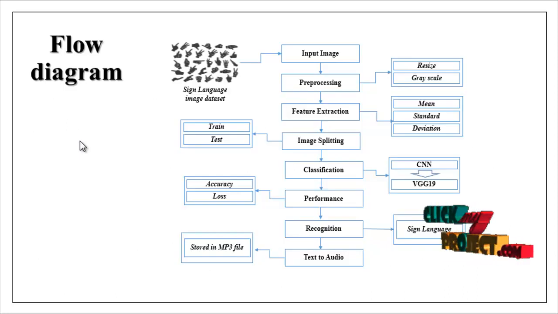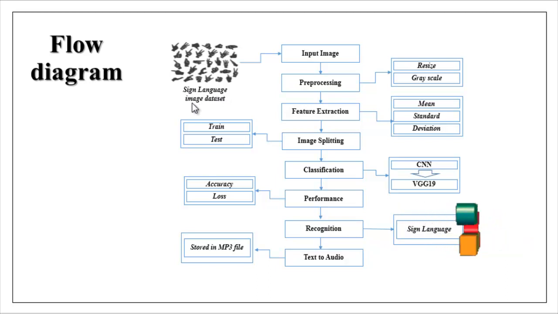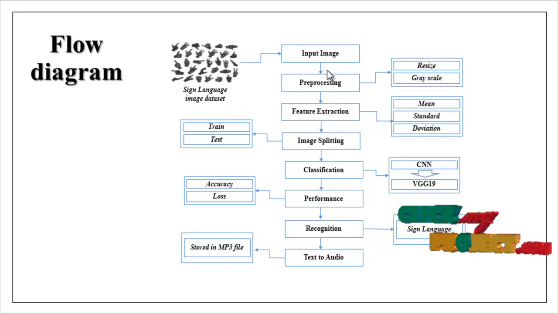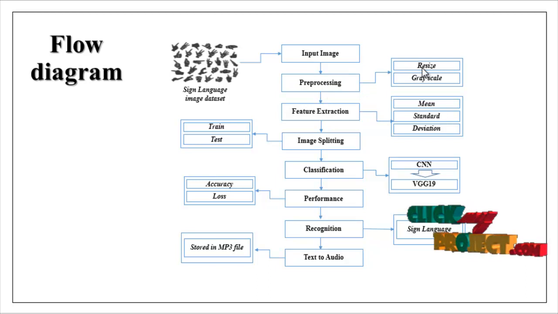This is the flow of our project. Here we have taken the dataset named sign language image dataset. Then we choose one input image from our dataset. The selected input image is carried to the pre-processing step. In this step we resize the original image and perform grayscale conversion. Then the pre-processed image is carried to the feature extraction module.